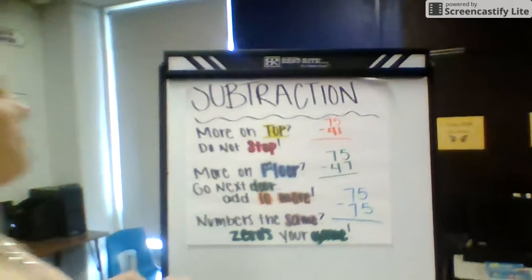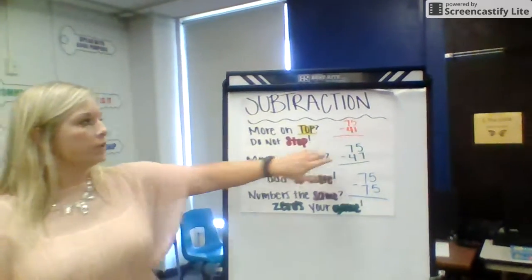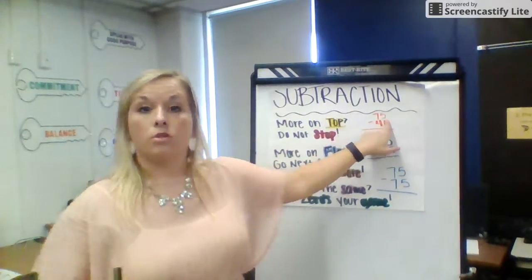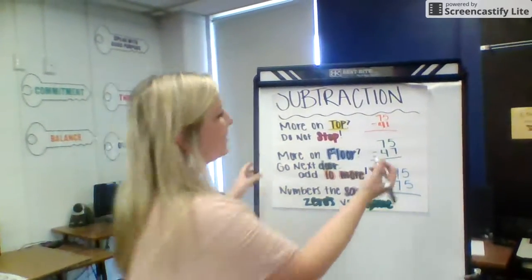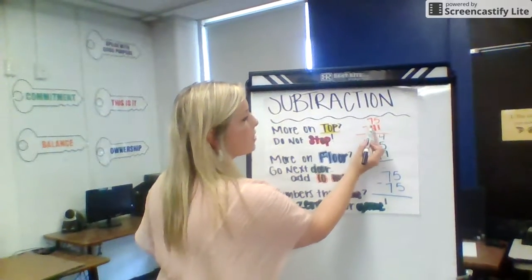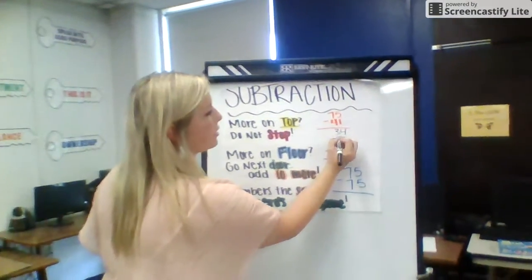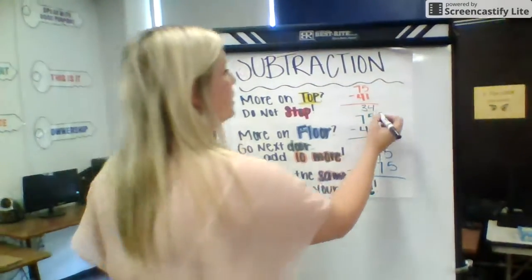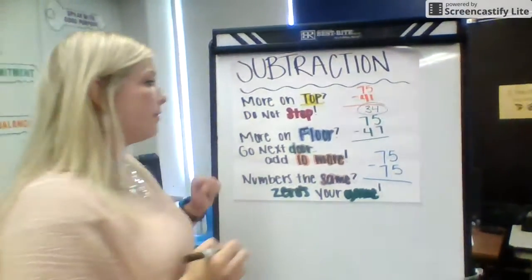So like we said, if the big number is on top, we're going to start in our ones column, 5 is bigger than 1. So do we stop? No. 5 minus 1 is going to equal 4. The big number is on top again, so 7 minus 4 is 3. You did this yesterday, comes out as a really happy number, super easy. I'm going to circle that answer so we know we have it.